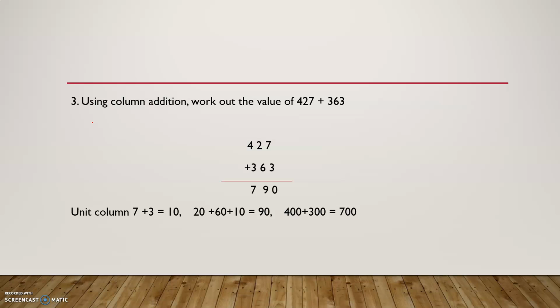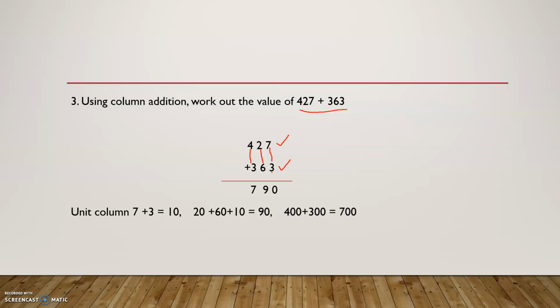Now example number 3. It says, using column addition, work out the value of 427 plus 363. So how we do it is, we write the 427 first at the top, and then we write the 363 at the bottom. So now we add from right to left. So we add this one with this one first, and this one with this one second, and then lastly we do this one with this one.